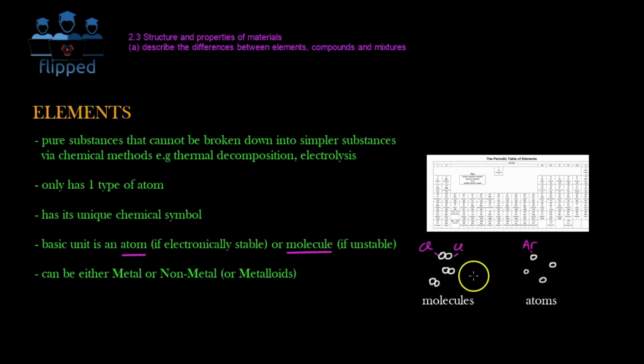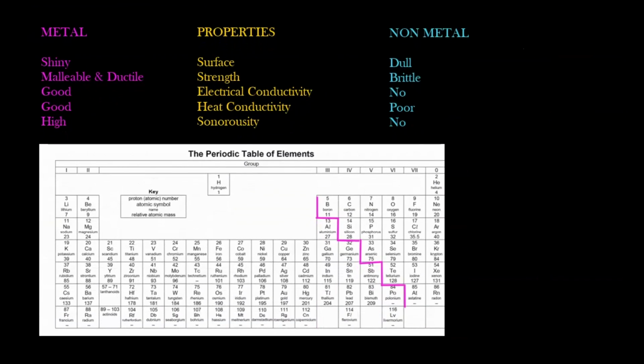Elements can be further divided into metals, non-metals, or metalloids. Metalloids are not something we will talk about in detail. Basically, metalloids are just elements that have both metallic and non-metallic properties. Let's go here first. These are metalloids: boron, aluminium, germanium, silicon, etc. Those that fall between the borders here. All these are metalloids.